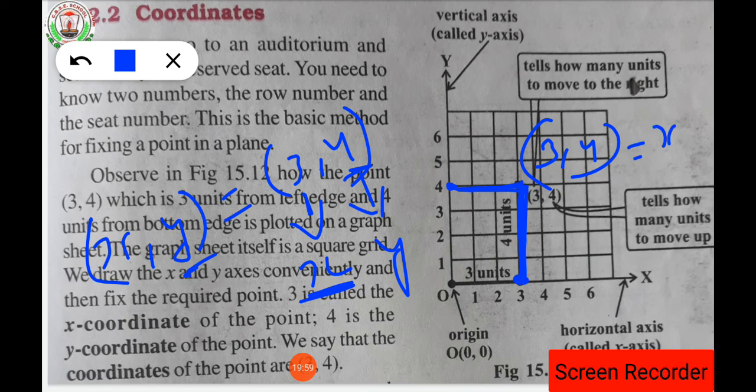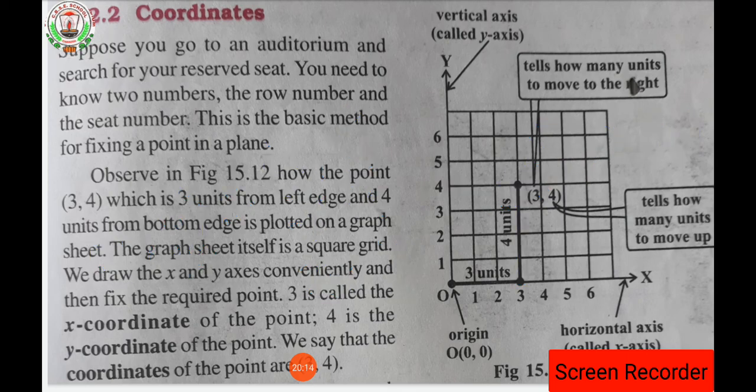That will be the x y coordinates. Clear? What do you mean by coordinates? The particular point where the values 3 and 4 combine, this point is said to be a coordinate. Have you understood what is called a coordinate? This point is said to be the coordinate 3 and 4.